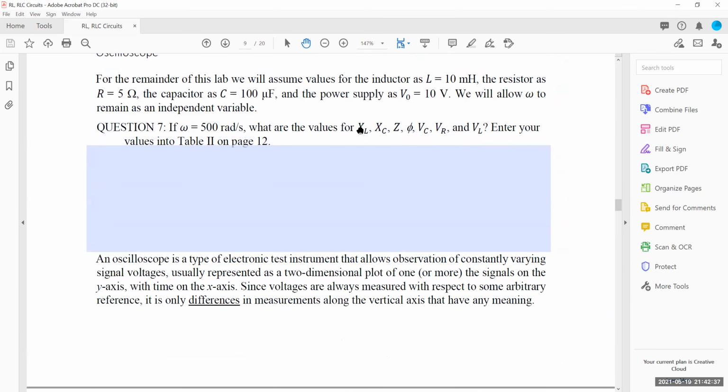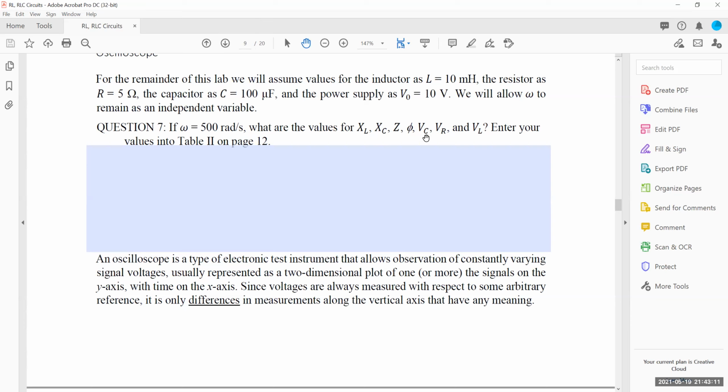Does everybody understand how to proceed in here? You have L, you have R, you have C, you have V naught, and you were given omega to be 500 radians per second. Now you have everything. So you can find from the get-go XL. You can find from the get-go XC. And you can find from the get-go what Z is. And Phi, you also do the arctangent of XL minus XC divided by R.